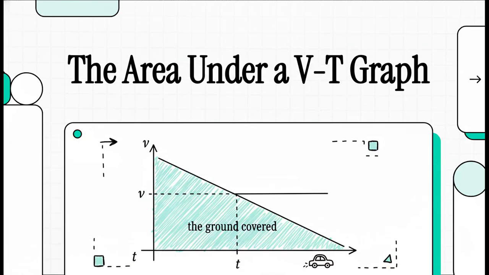All right, today we're going to tackle a really cool trick in physics. We're going to figure out exactly how far something has traveled just by looking at its velocity time graph. Sounds kind of weird, right? Well, let's break it down.